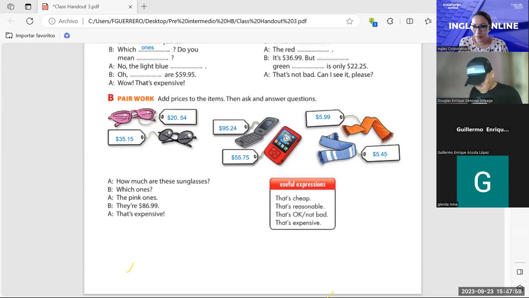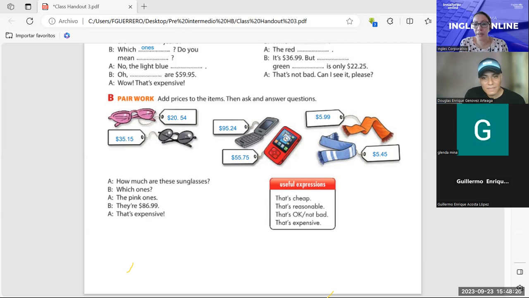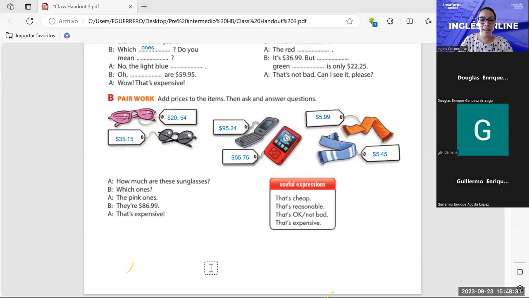¿Cómo se dice el cosito rojo? That is a cell phone. Es un celular también. Yo lo vi como una cosa de juego. El beeper. Tiene un sobrecito como de mensaje. Ah, bueno. ¿Y las cosas de la bufanda? ¿Cómo se dice? Scarf. Ahí le voy a escribir en el chat de la meeting. Scarf.